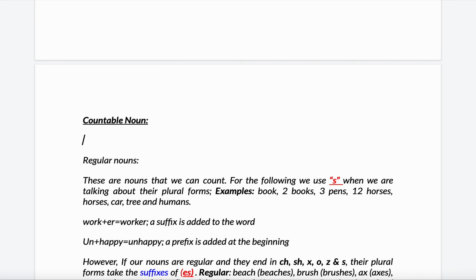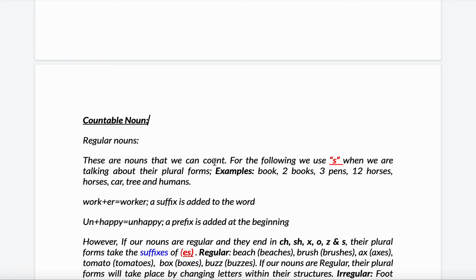For example, countable nouns are the nouns that we can count. For the following, we use S at the very end. Countable regular nouns are nouns that we can count, and these are nouns that end in a consonant. When we talk about their plural form, we just add S. We will further discuss this in a few minutes. For the following, we use S when we are talking about their plural forms.